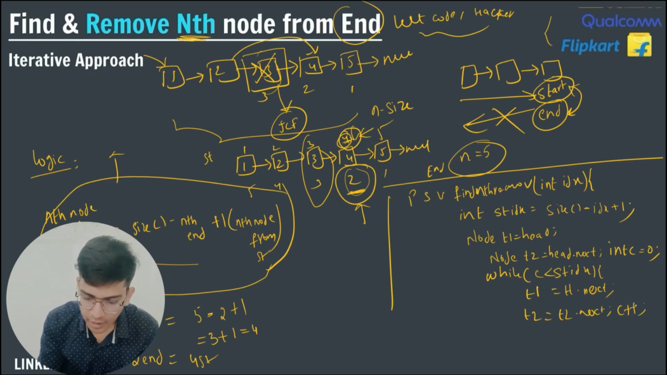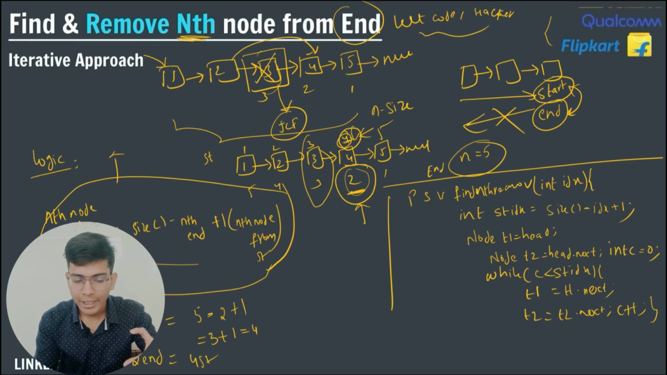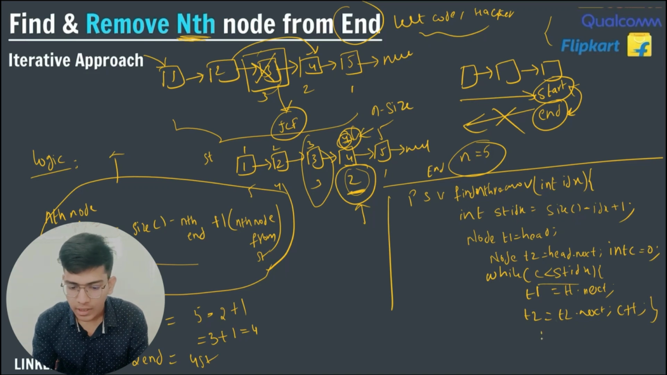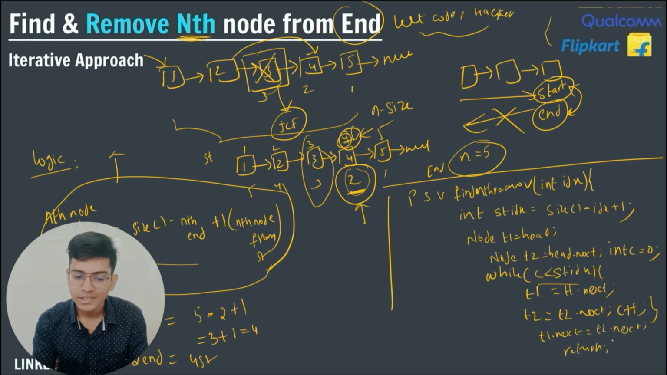After running my while loop, when this condition becomes false, what I am going to do is t1 dot next is equal to t2 dot next. After that, basically return from the program. That's all. So this is how I am going to remove the nth node from my given linked list.